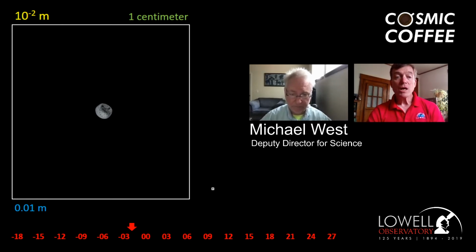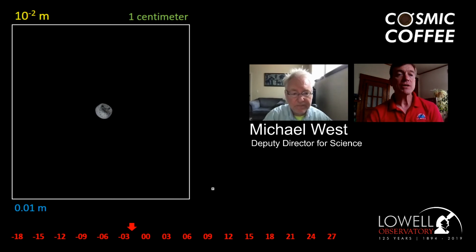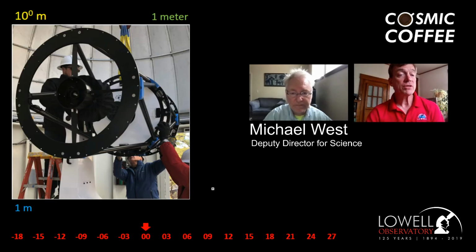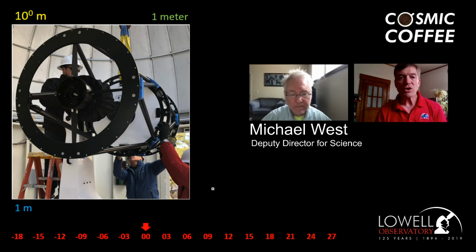Right. So now we will jump to some slightly different kinds of objects here. We're going to jump up by another factor of 100 and look at something that is around the size of a meter. And this is the new Dyer telescope, which we installed here at Lowell Observatory, thanks to a very generous gift just before we had to shut down. So here's this beautiful plane wave telescope with an aperture of a little less than a meter.